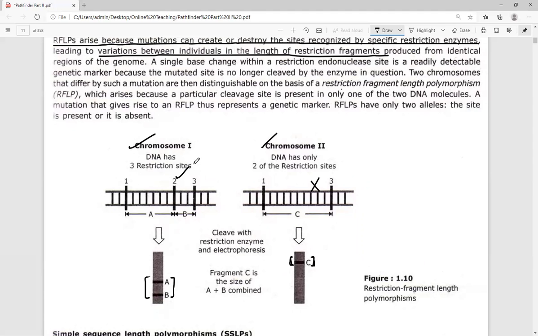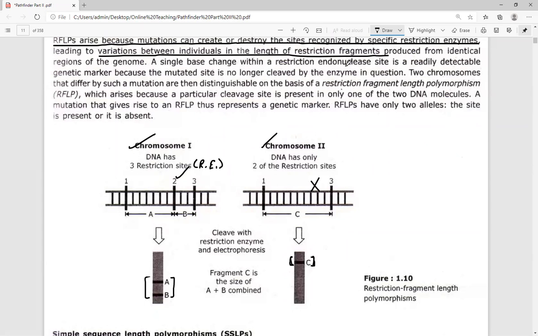The restriction endonuclease is going to recognize this particular site, and then it will cleave this DNA molecule. And here there is no site. Although there was a restriction digestion site present in the parental DNA, it has been eliminated by the mutation at the site where the parental DNA was being cleaved by the restriction endonuclease. Such variations will be produced when the same genetic material is cleaved by restriction enzymes. Different types of fragments will be produced from identical regions of the genome.